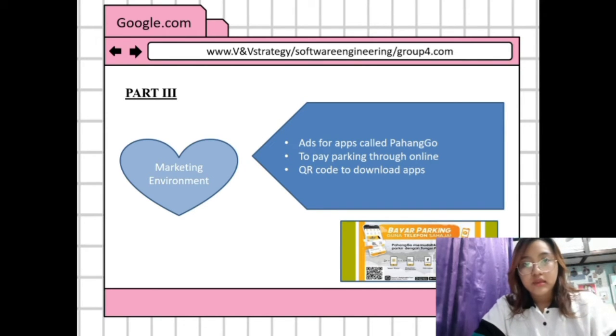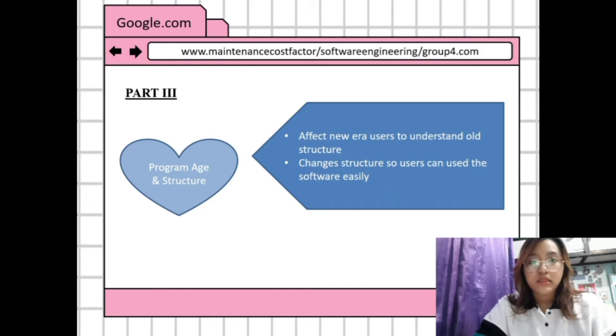Next, the maintenance cost factor that has been detected is program structure, in which it affects new users to understand the old structure. So we need to change the structure so users can use the software easily.